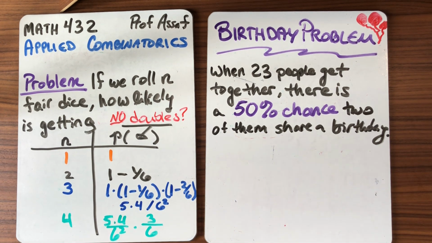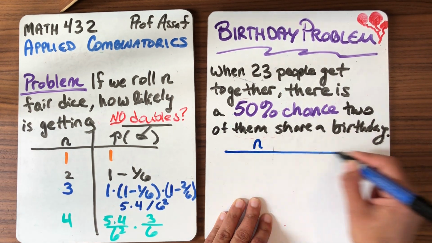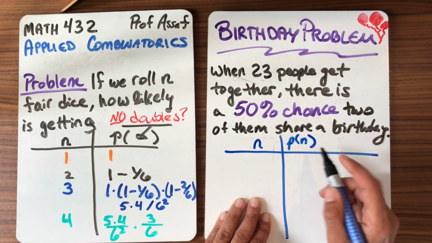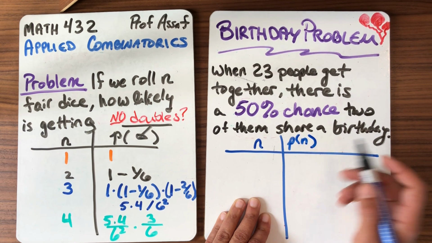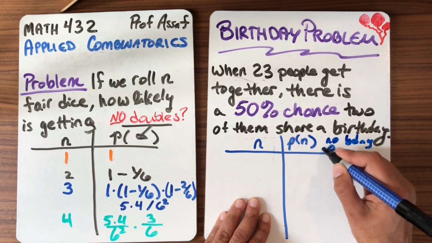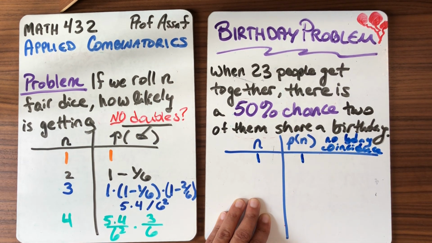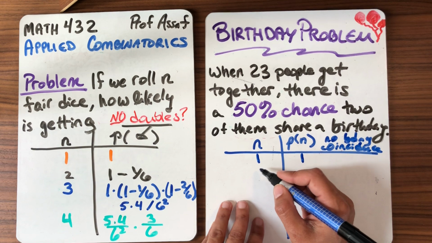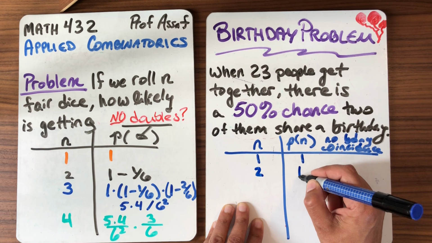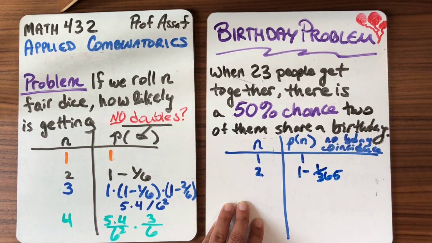So we can come up with a formula for the probabilities the same way that we've done here. Let's take n, and p of n is going to be the probability that among n people, no 2 have the same birthday. This is no birthday coincidence. If there's 1 person, it's guaranteed. If it's 2 people, let's think about the same analysis we did here. The second person just has to be anything other than what the first person was. So we subtract 1 over 365.